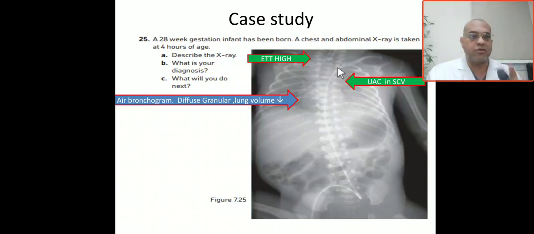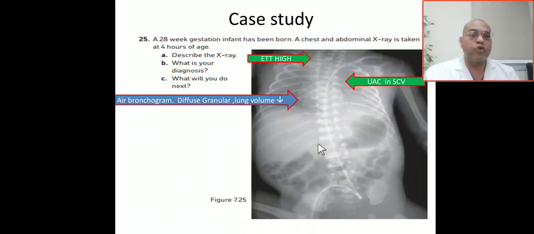But in your mind, any malposition of the umbilical vessels, UAC or UVC, can lead to complications: arrhythmia, cardiac tamponade, pericardial effusion, or pneumopericardium. So this line, the UVC, is actually very deep and you have to adjust it. You have to pull it down to the appropriate position, either the high position, which is thoracic 6 to 9, or the low position, which is L3. So you have to correct the position of this UAC.